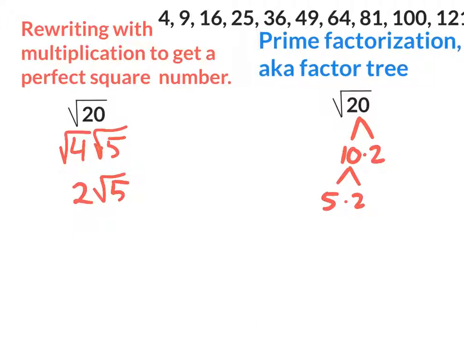So what do we really have? We have a 5, a 2, and a 2. What paired up? These 2s. So those 2s are going to go on the outside. And what stays on the inside? The 5.